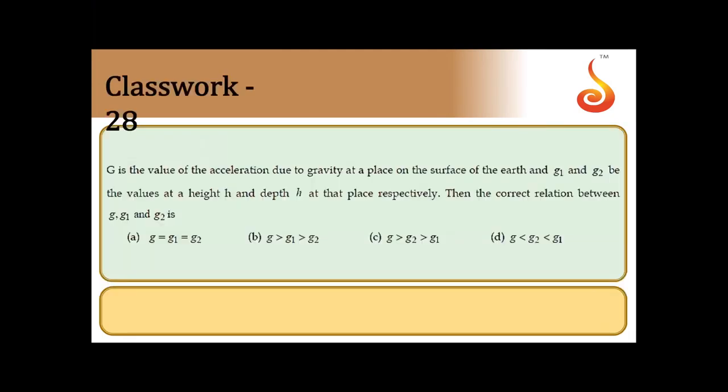So g1 is at height h, so g1 should be equal to g into 1 minus 2h by r. g2 is at depth, that is g into 1 minus h by r. So clearly g is greater than g2, that is greater than g1. So that should be option C.